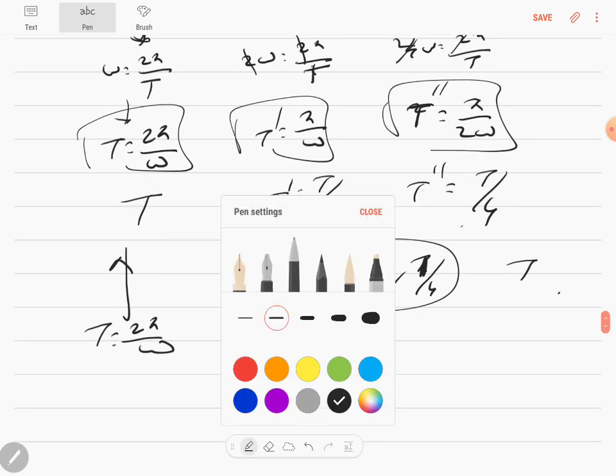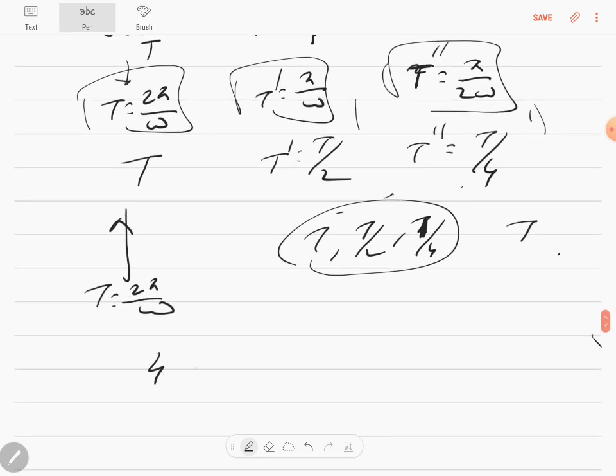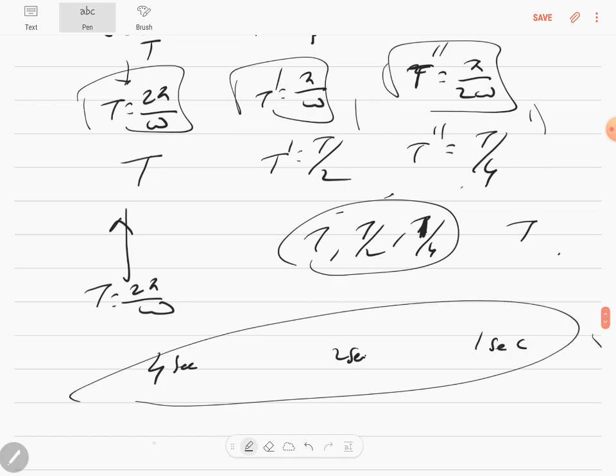One is ringing at this time period, another at this time period, and another at this time period. Supposing this is 4 seconds, this is half of it, 2 seconds, and this is 1/4 of it, 1 second. All of them together will ring at 4 seconds. So they repeat themselves together at 4 seconds.